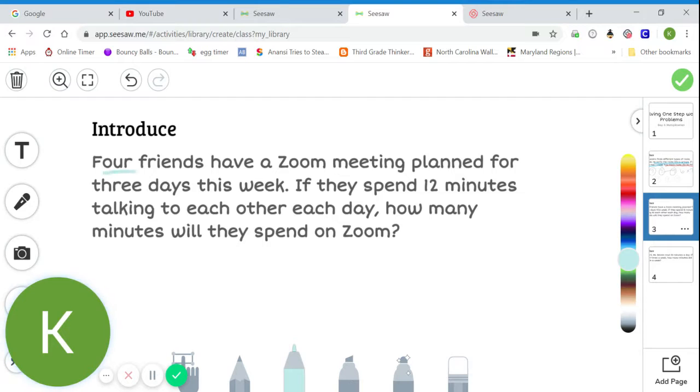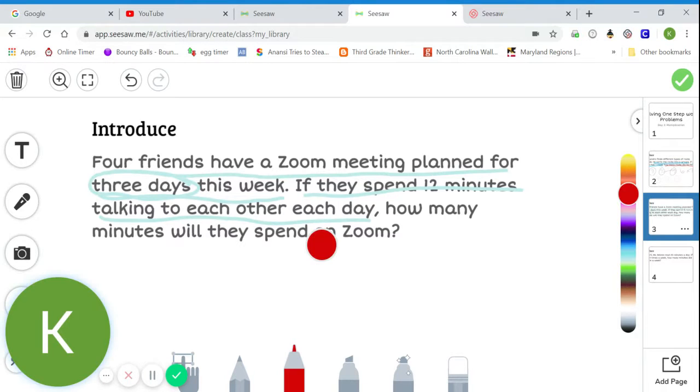I know that 4 friends have a Zoom meeting planned for 3 days this week. I need to figure out which of those numbers I'm really going to be focusing on, my 4 friends or my 3 days this week. They spend 12 minutes talking to each other each day. Each day is referring to these 3 days. So I haven't found out if I need to do anything with my 4 friends yet.